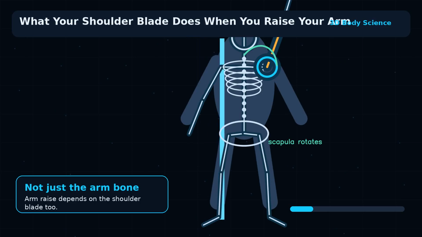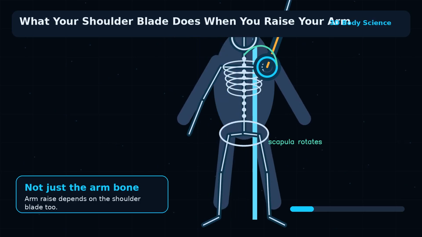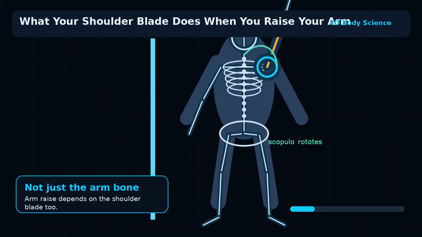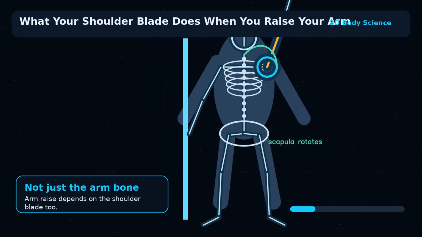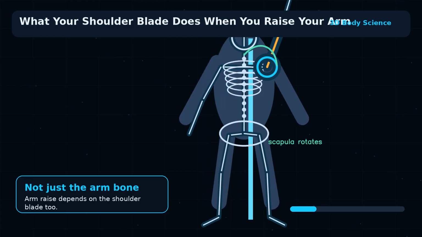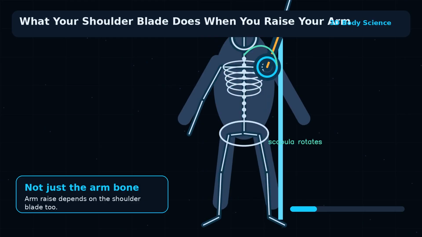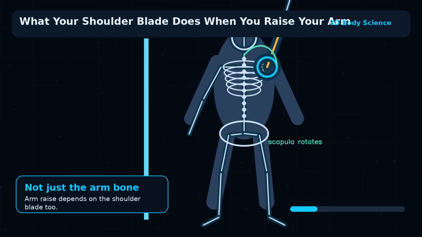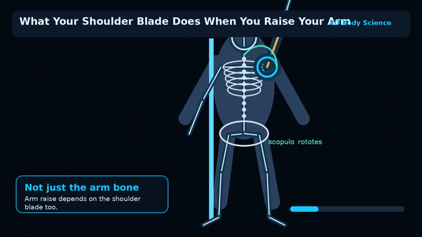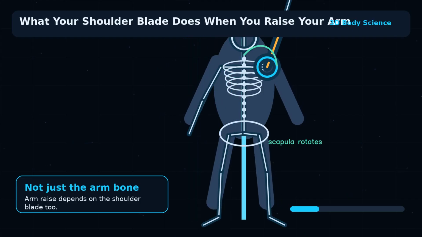The first key point is that the skeleton uses shape to guide motion. Joints are not loose hinges floating in space. They have curved surfaces, ridges, sockets, arches, and contact zones that nudge bones along certain paths. In what your shoulder blade does when you raise your arm, those shapes matter because they decide where force travels.